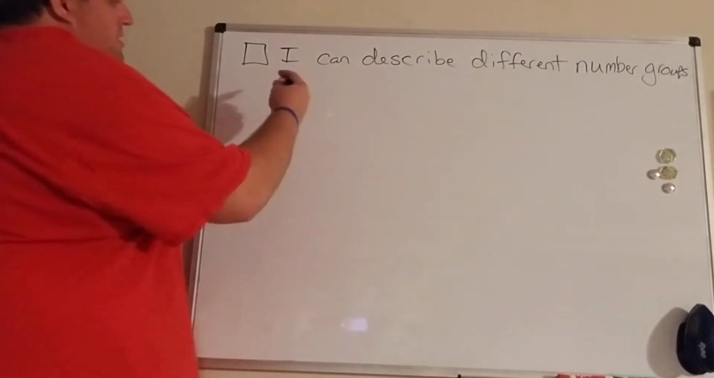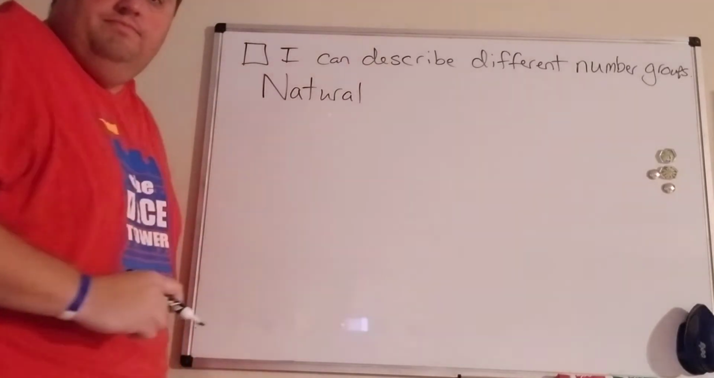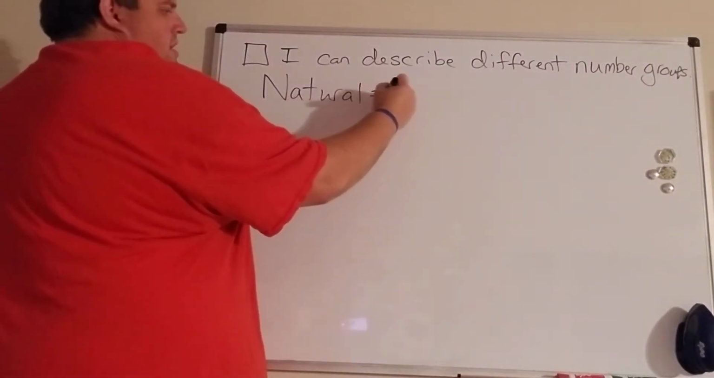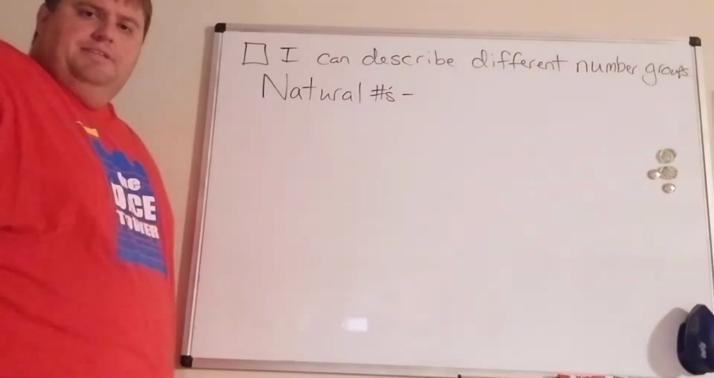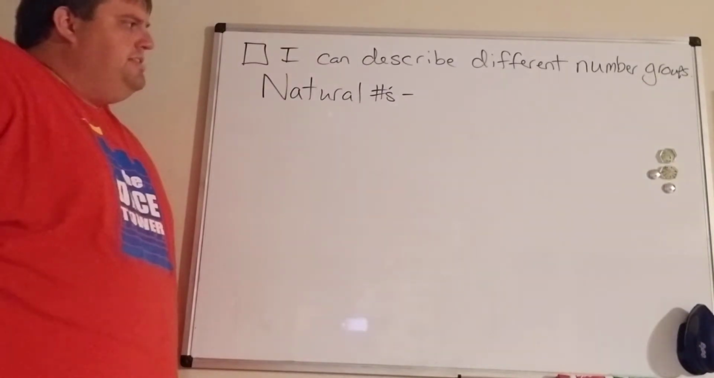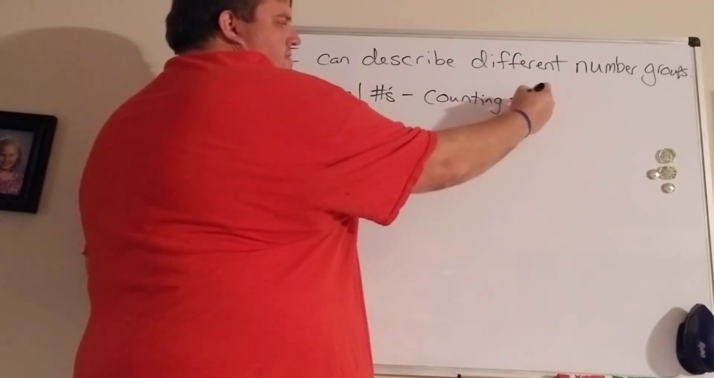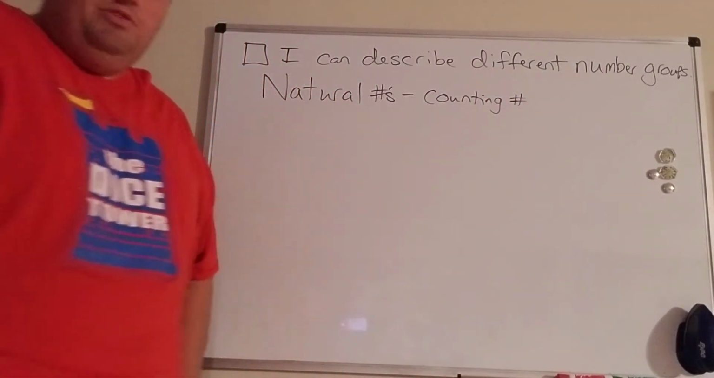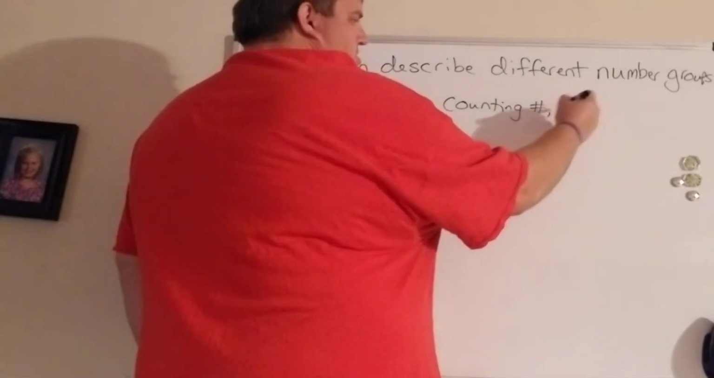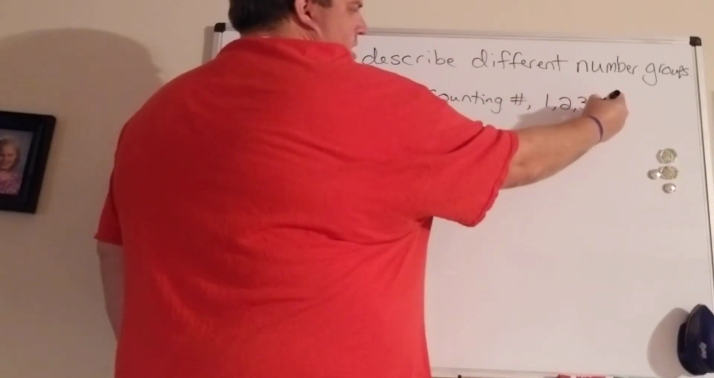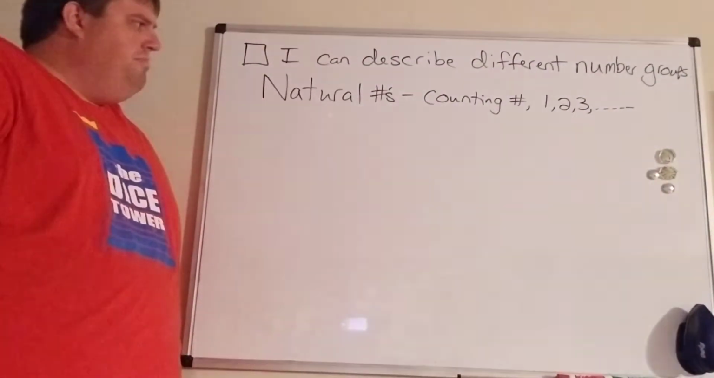So, the first group is called the natural numbers. It's kind of like another way to say the positive numbers, but I like to think of them as the counting numbers, because if you were playing hide and seek, this is what you would do. You would start at 1, 2, 3, and it goes on forever. So the natural numbers just start at 1, 2, 3, and they continue to go forever in that direction. Okay, those are the naturals.